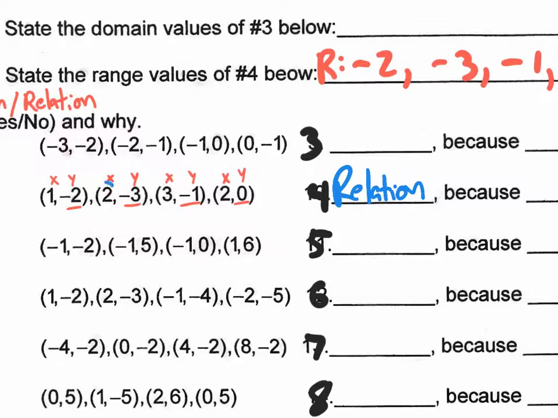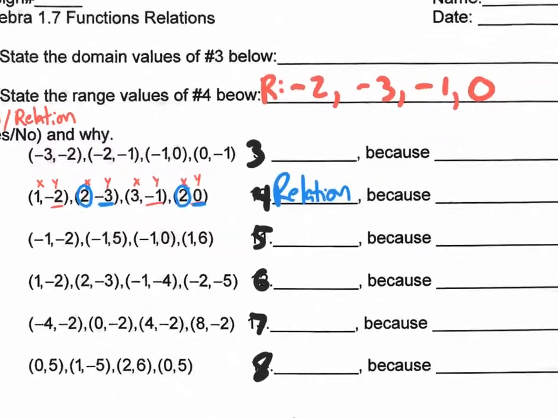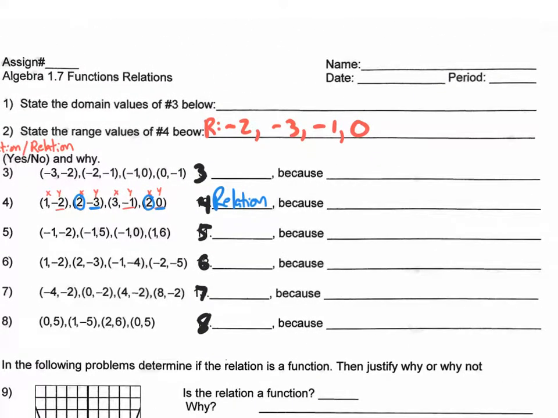Because the input 2 gives you different outputs. So we could say that the input 2 gave me a -3, and then the input 2 gave me a 0. We know that that machine's broken. So over here on the y, or the explanation, it's a relation because the input 2 gave us different outputs.